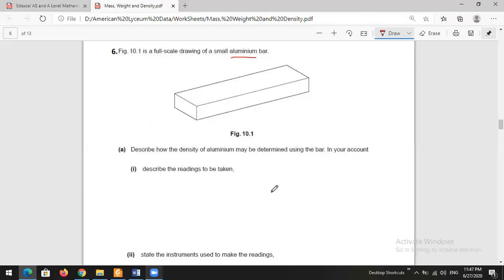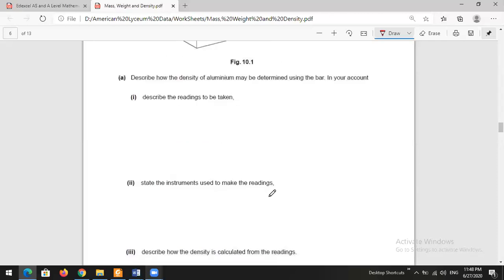This is a description. First of all, measure the mass by the physical balance or some kind of electronic balance. Then measure the dimensions, length, width, and height by suitable instruments, and then find the volume by multiplying all of these dimensions. And finally, density can be calculated by dividing the mass by the volume. Name the instrument used to make the readings.